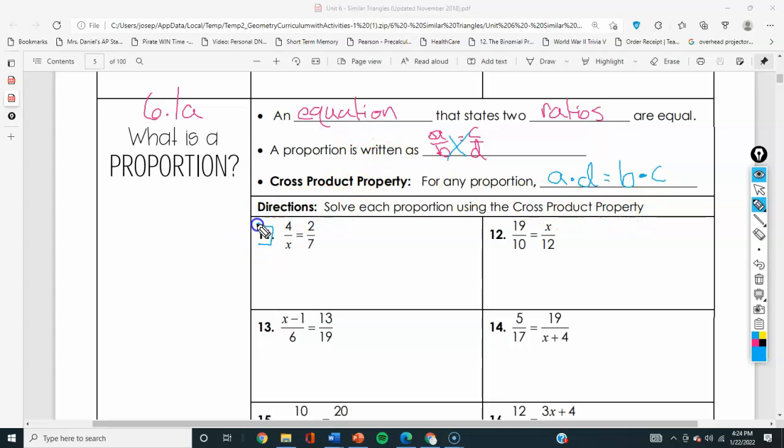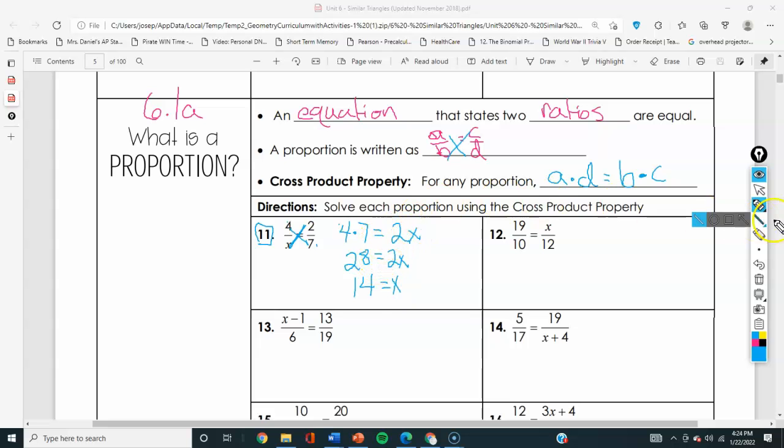Alright, let's take a look at number 11. Now, right away, I could cross multiply. So I said 4 times 7 equals 2 times x. And you would have gotten 28 equals 2x, so x was 14. Divide both sides by 2, of course.